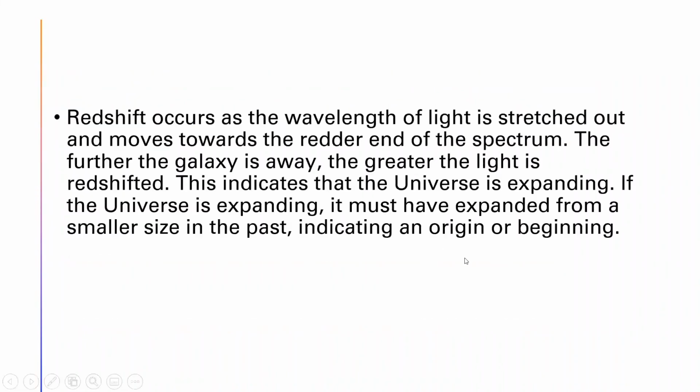So redshift occurs as the wavelength of light is stretched out and moves towards the redder end of the spectrum. The further the galaxy is away, the greater the light is redshifted. This indicates the universe is expanding. If the universe is expanding, it must have expanded from a smaller size in the past, indicating an origin or beginning. So you can see there's a big central theme running through this, but it can be asked in different ways, I suppose. Some questions share the same explanation with different things.